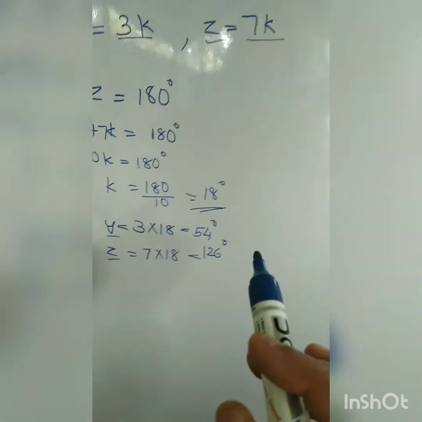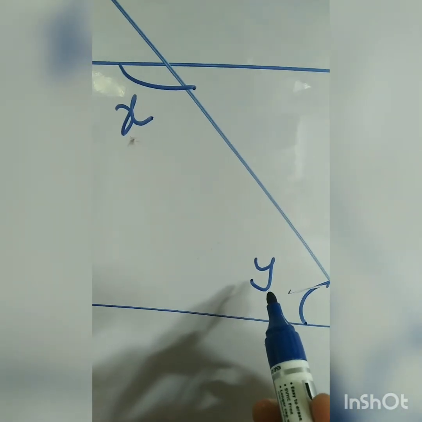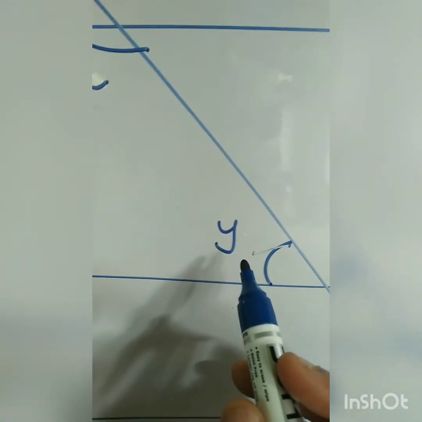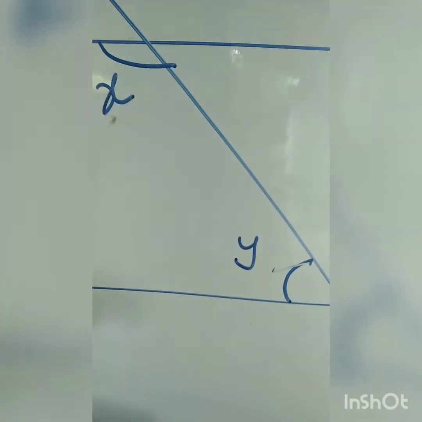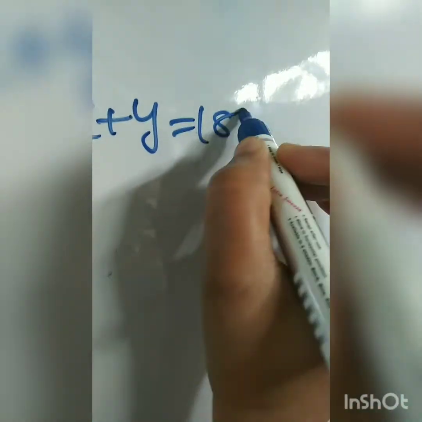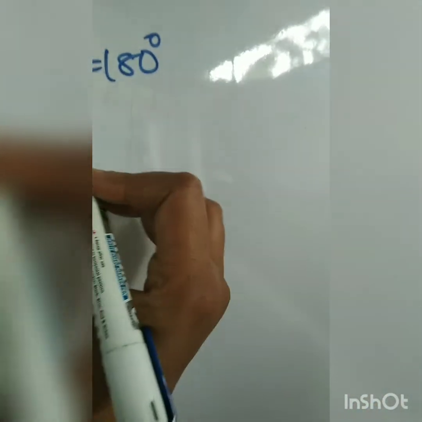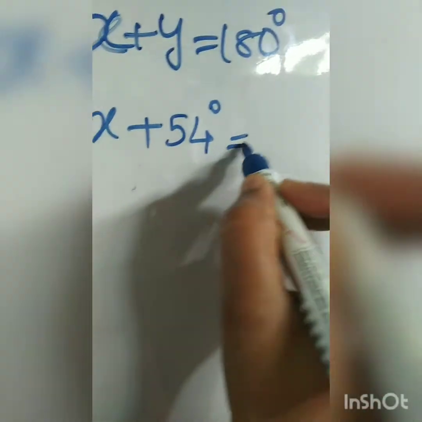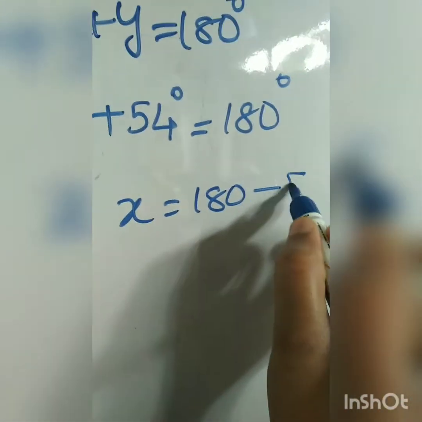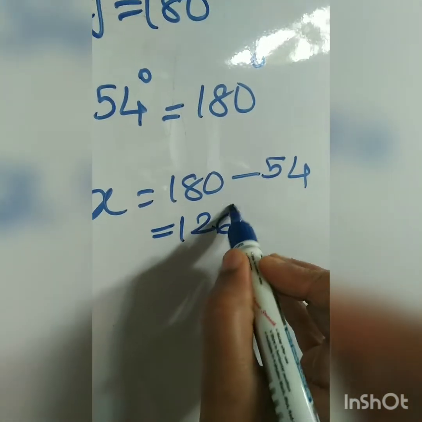As we got Y and Z, now we have to find X. See, X and Y are interior angles on the same side. That means they are co-interior angles. Hence, their sum is 180 degrees. So X plus Y is equal to 180 degrees. Now replace Y: X plus 54 degrees is equal to 180 degrees. So X is equal to 180 minus 54, that is equal to 126 degrees.